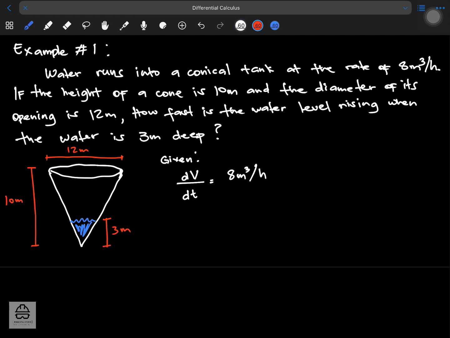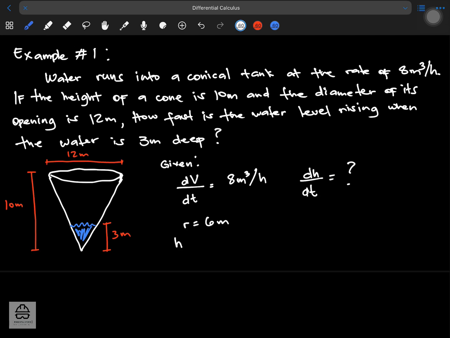So this is the height of the water already. That's 3 meters deep. Okay. How fast is the water level rising when the water is 3 meters deep? Therefore, yung hinahanap natin dito is the change in height with respect to time. So we have to identify first our variables and constant that we will be using in solving this problem.